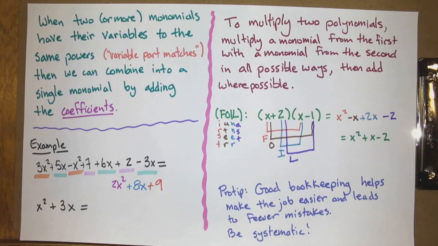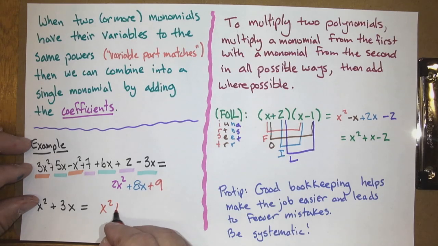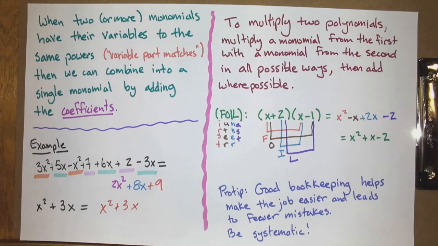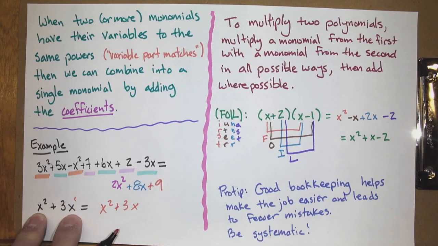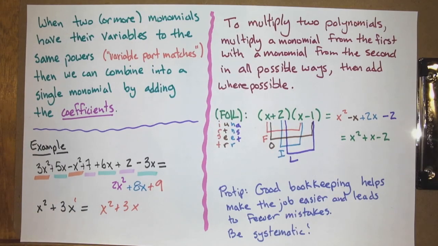x squared plus 3x becomes x squared plus 3x. Ha ha ha, trick question. Okay. You can't combine these. Why can't we combine things here? These exponents don't match. It's apples and other types of apples, right? These are not compatible with each other. So you can't put them together. All right, so that's adding. So you add monomials as long as the variable part matches.